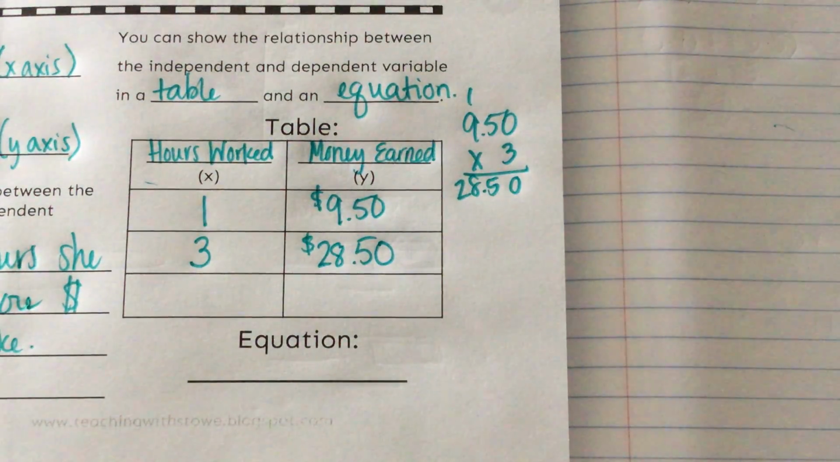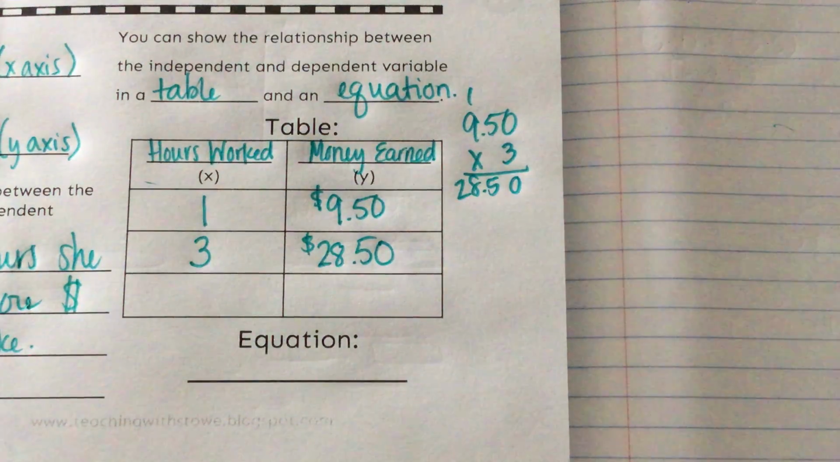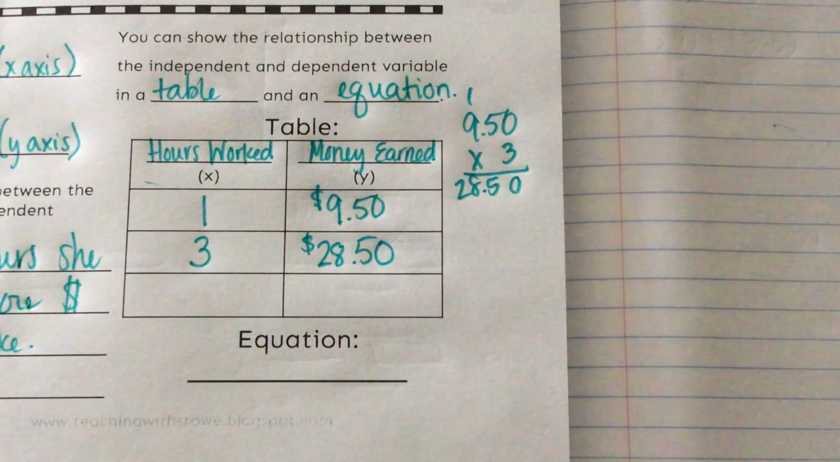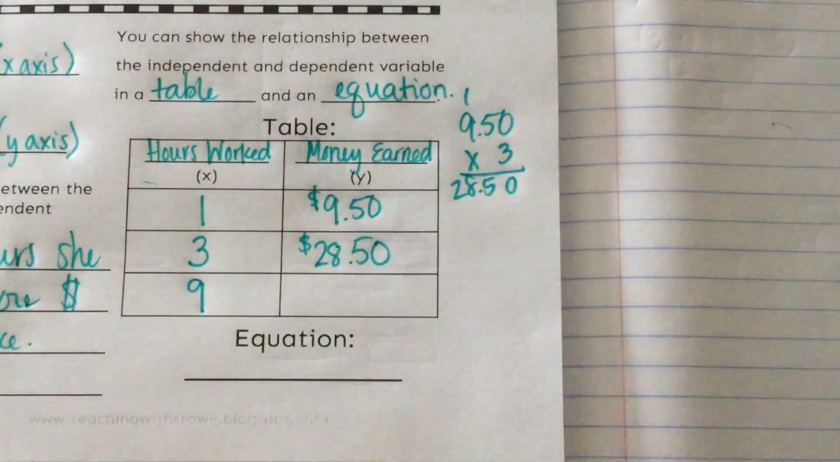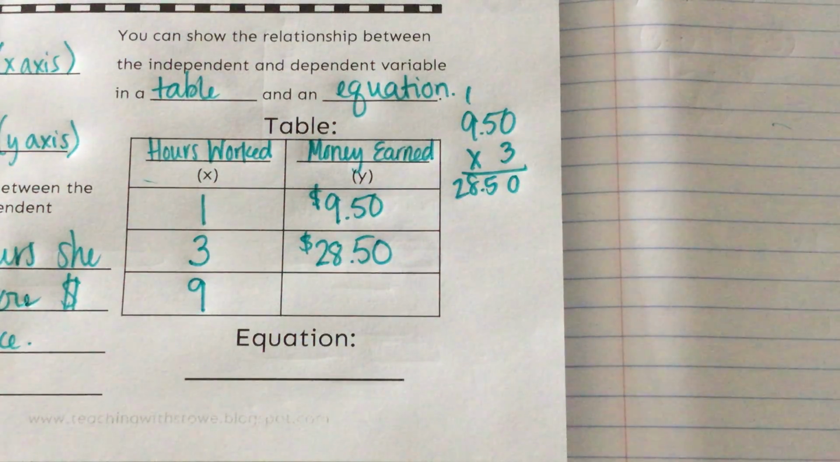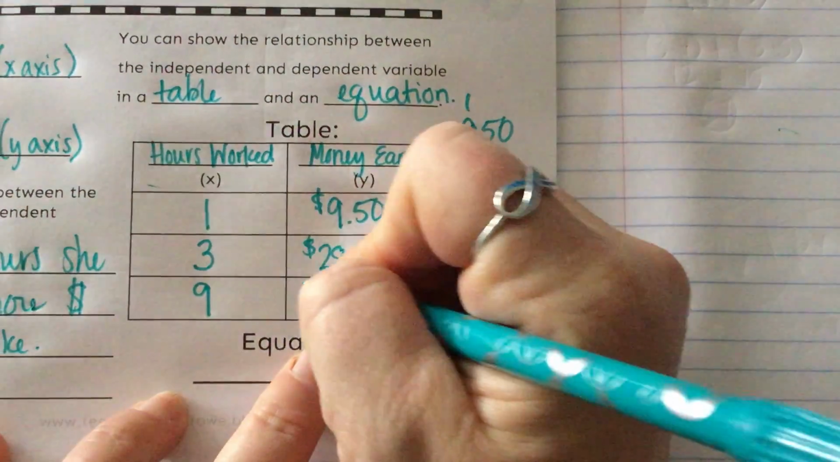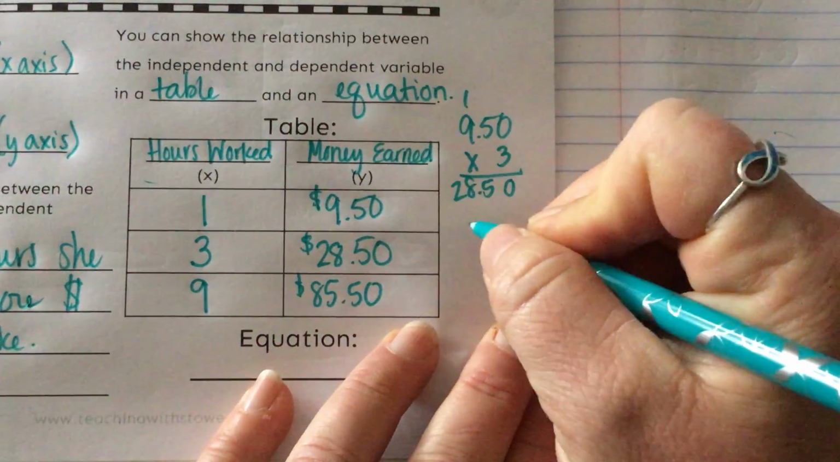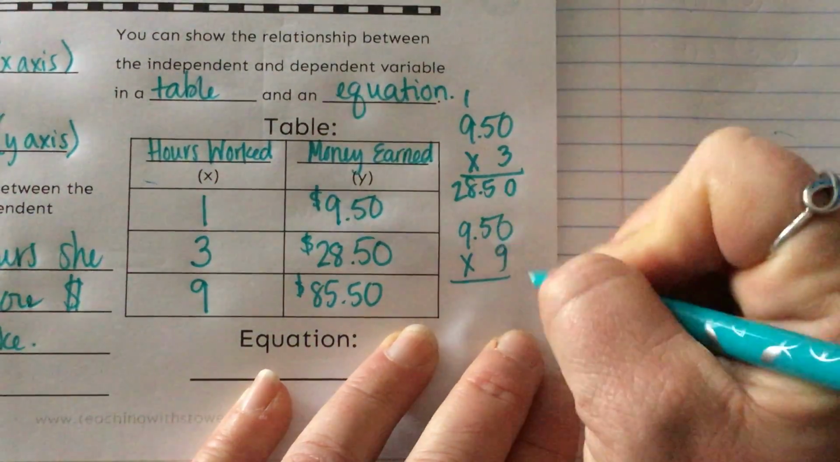Okay? So essentially, we multiplied the number of hours times the 9.50 to get that answer, right? You guys agree? Yep. All right. So what about if we said 9 hours? What would we do to figure out how much money she's going to make? Isaac? Okay, so multiply 9 times $9.50 and tell me what you get. You get $85.50.